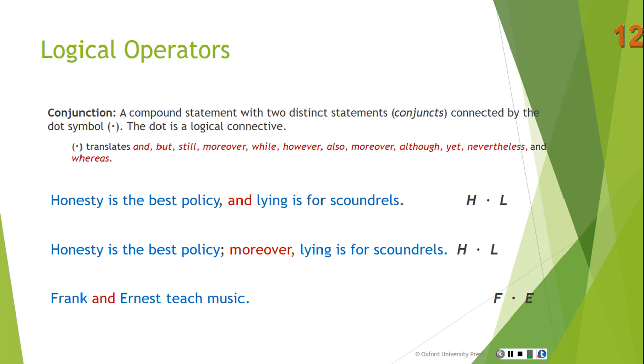And Frank and Ernest teach music. Well, that's a conjunction, a compound statement, a conjunction of Frank teaches music and Ernest teaches music. So we represent Frank teaches music with F and Ernest teaches music with E. And we put it together with the dot. So the way that you would translate Frank and Ernest teach music is F dot E.